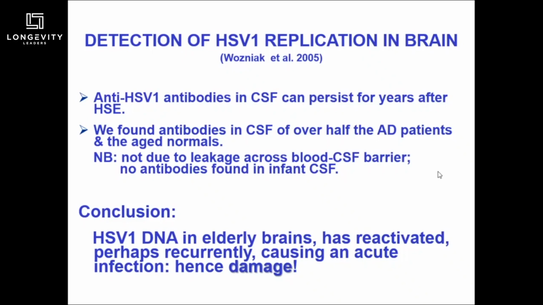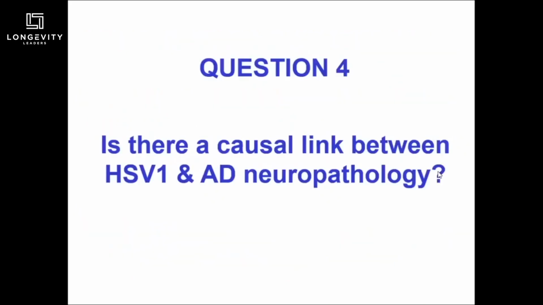So we conclude from this that HSV1 in elderly brains has reactivated, perhaps recurrently, causing an acute infection and therefore considerable damage. And this damage, we argue, is cumulative. Reactivation events probably occur repeatedly, each time perhaps not at a very high level and perhaps localized, but in some causing sufficient damage to lead to Alzheimer's disease eventually.